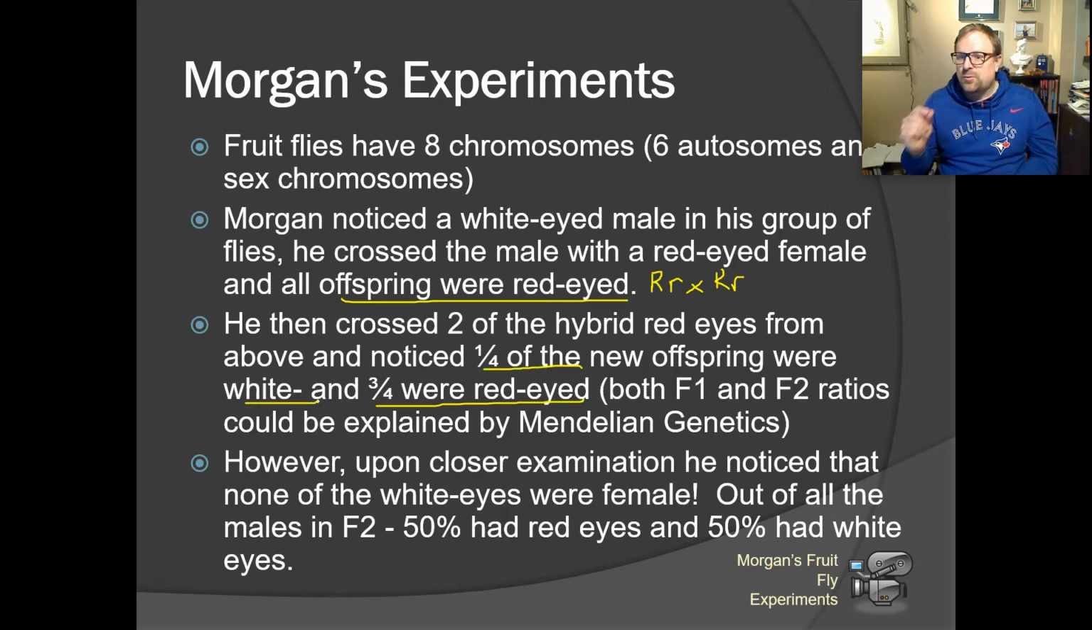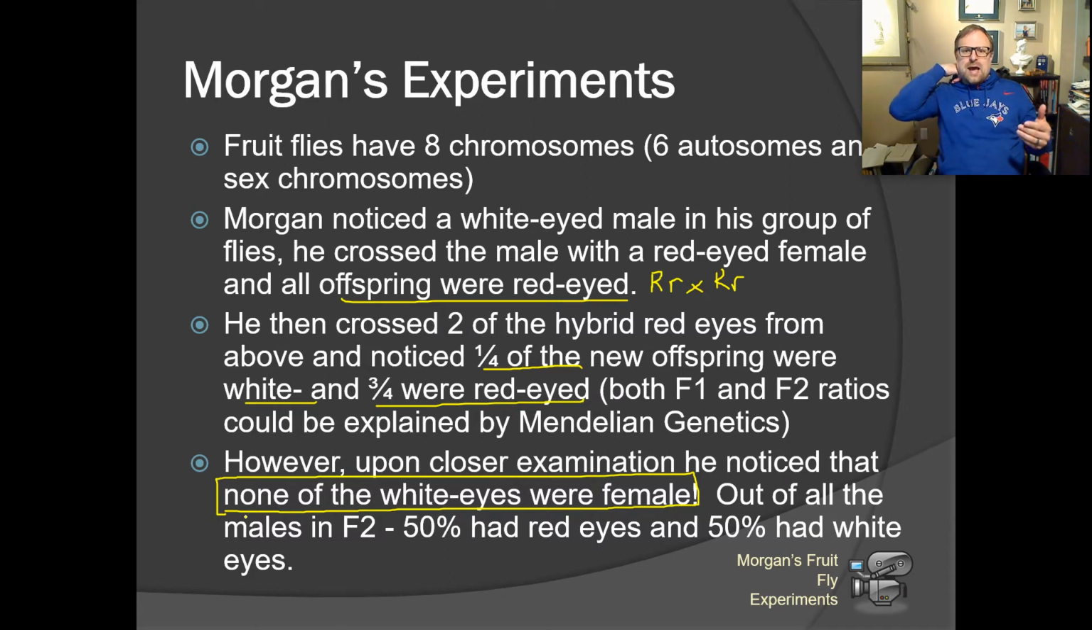Okay, that's pretty logical. But here's where things got a little wonky for him. On closer examination, he noticed that none of the white-eyed individuals were female. Now, the way things normally work is that there should be a 50-50 ratio if we were not dealing with an unusual situation. In other words, of those white-eyed individuals, 50% of them should have been male, 50% of them should have been female. None of them were female. That was odd. And Morgan wasn't sure what was going on with that.